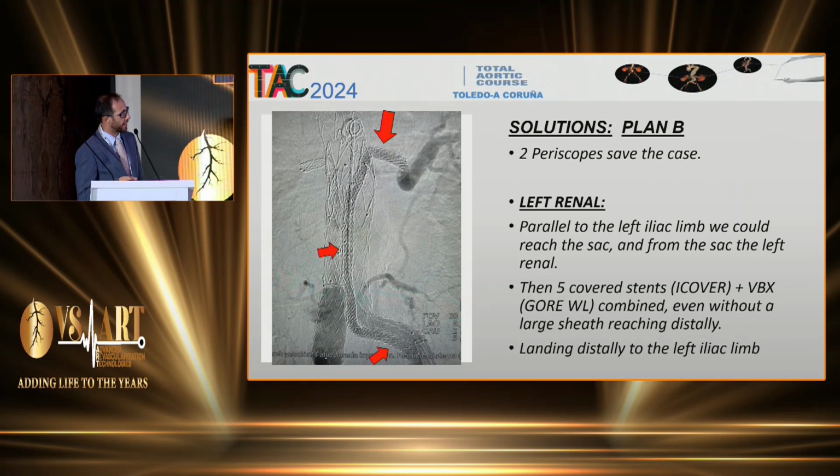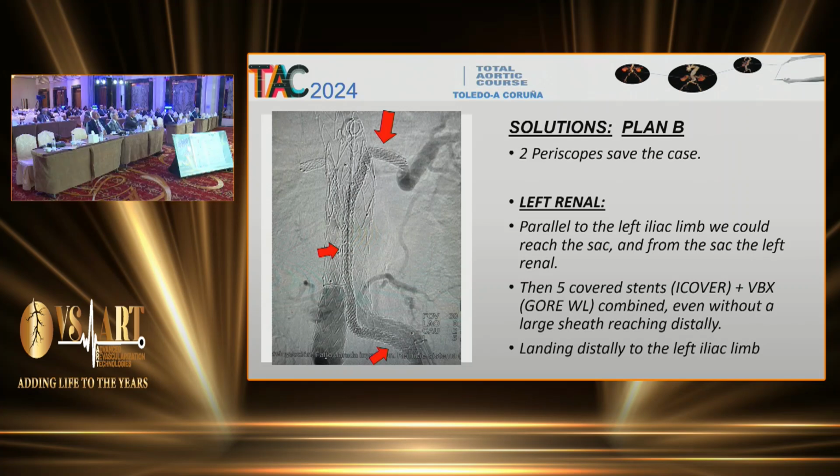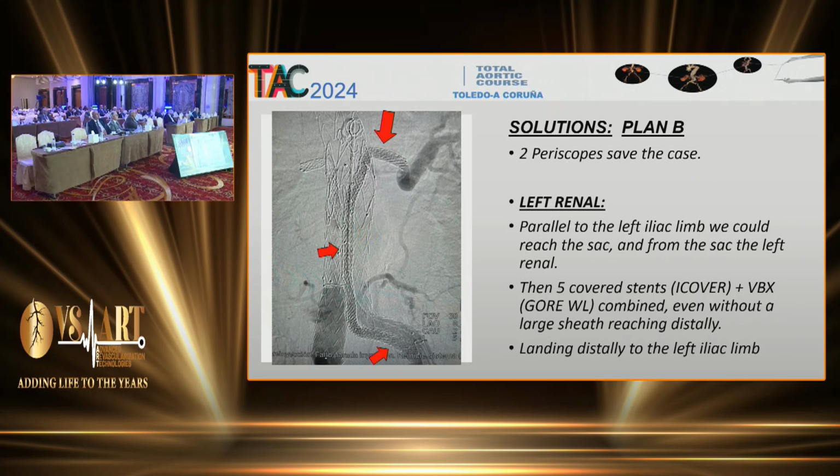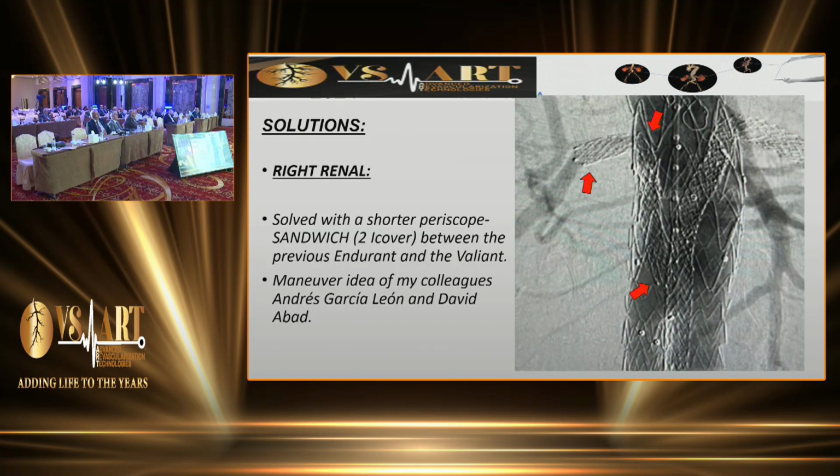So for the left renal, I use a parallel going outside from the sac and from the stent, parallel to the leg. We could reach the sac, and from the sac, the left renal, and then I put 5 covered stents from the renal to the left iliac. You know, like in the old times, we did sometimes in every procedure doing a bypass from the iliacs to the renals.